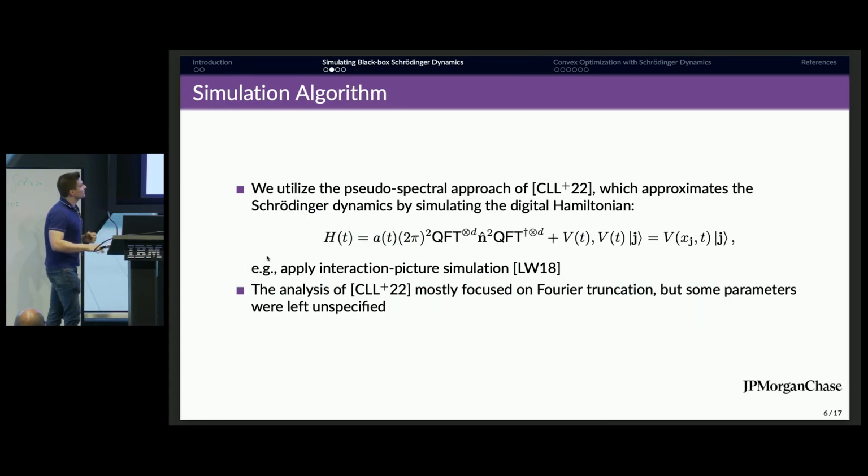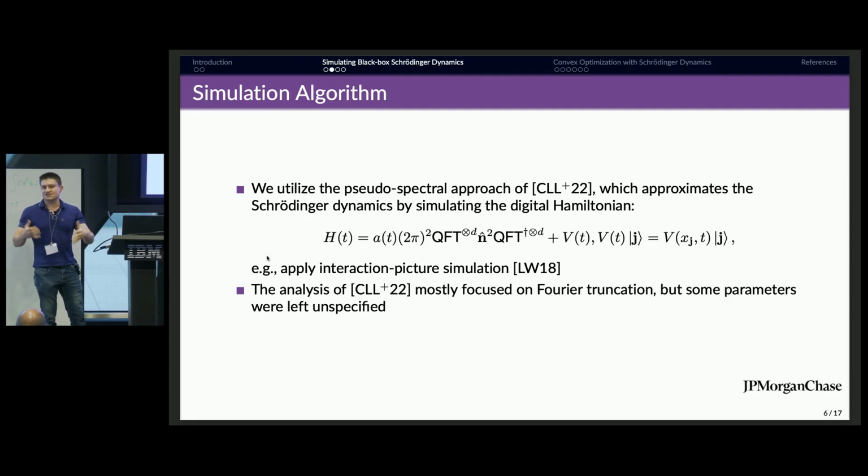And so as I mentioned, we utilize what's called the collocation approach, or pseudospectral collocation approach, which is you effectively truncate your Hamiltonian in Fourier space. This gives you a truncated Laplacian whose Fourier spectrum has been truncated, and your potential is now evaluated on a grid. And from here, you now have a discrete Hamiltonian, to which you can apply existing Hamiltonian simulation algorithms. Particularly, we choose this rescaled Dyson series approach, or interaction picture simulation.